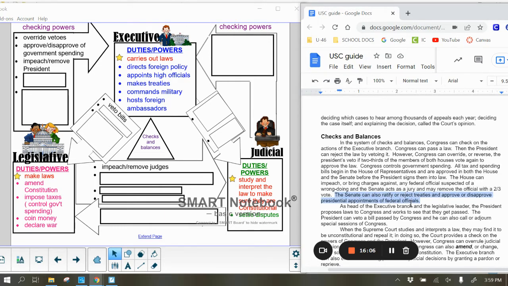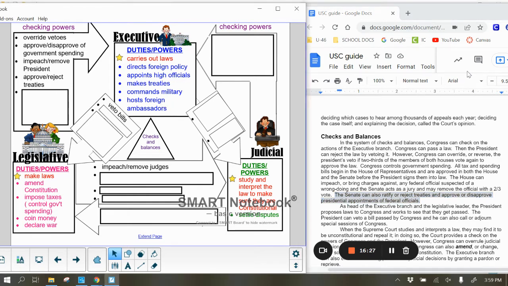The Senate can also ratify or reject treaties and approve or disapprove of presidential appointments of federal officials. So again, we're talking about the Senate is going to be having the power to do the checking. So that's legislative branch. And they're checking on treaties. And who does treaties? The executive branch. So they can approve or reject treaties.